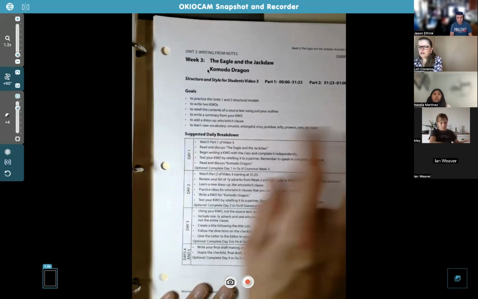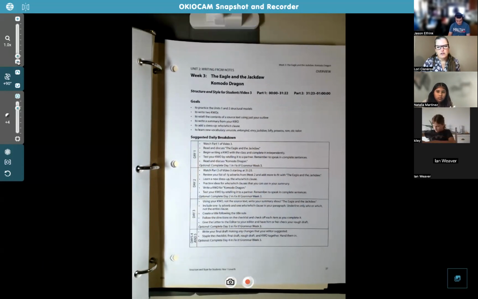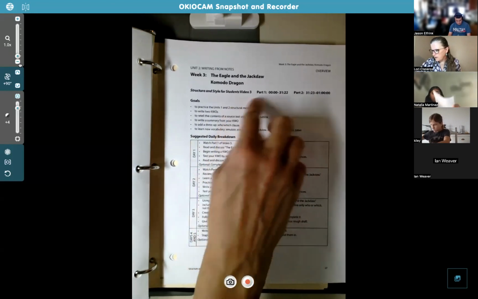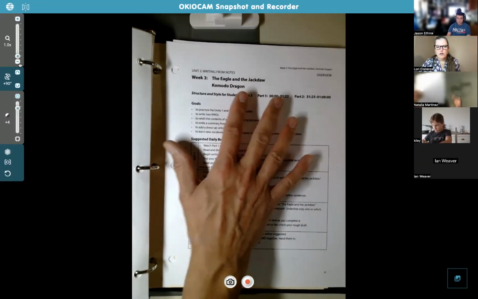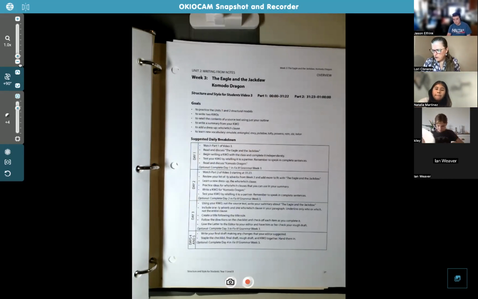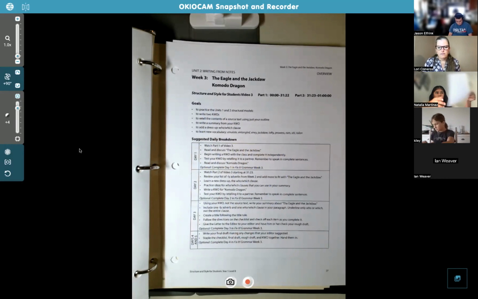I want you to have this part on top, but it doesn't matter the order behind that page. I just want that page to be on top. This is the overview page for the eagle and the jackdaw. So your keyword outline, your story, if you have it printed. If you didn't print your story, don't worry, you don't have to put it in your binder. You can leave it on the Google Classroom. And your checklist, all that stuff, the original story goes behind that.